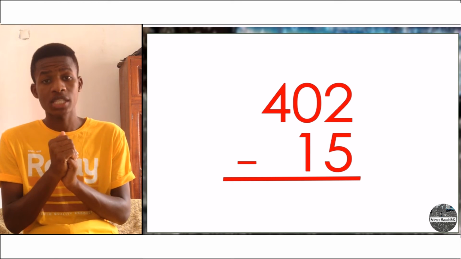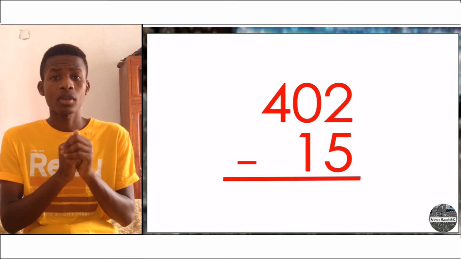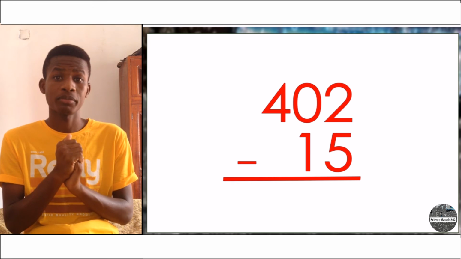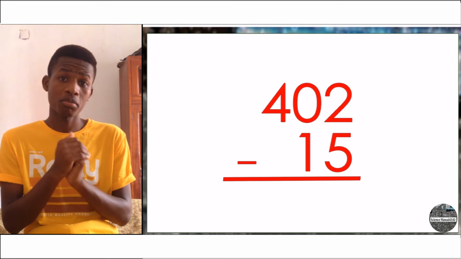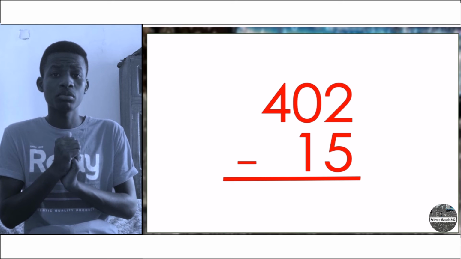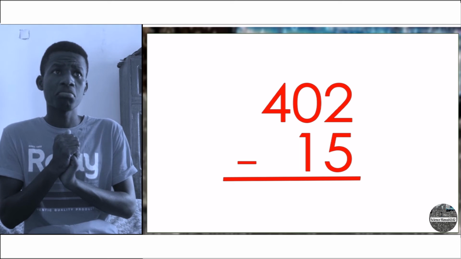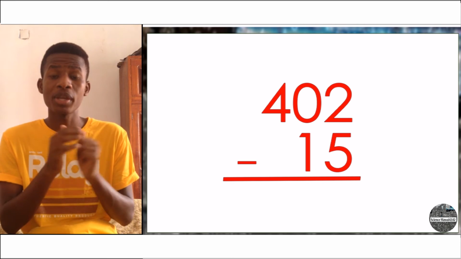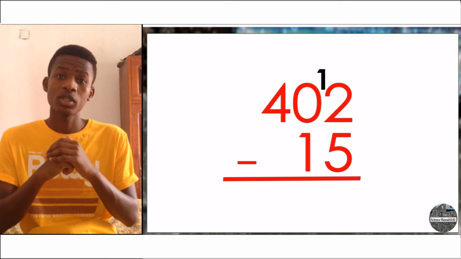402 minus 15. Okay. So let's do the same thing. 2 minus 5. We'll have to borrow. It's the same thing. We have 12 now. But what about the number on the side? What's going on? Okay, let's take one from it.